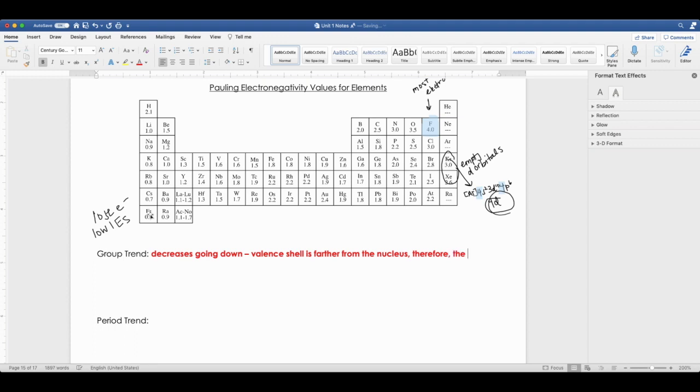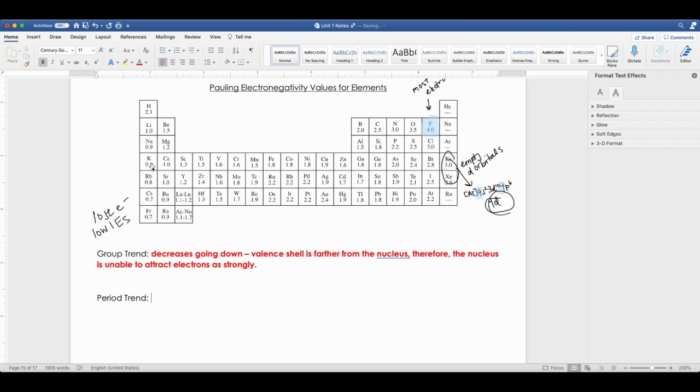Therefore, the nucleus is unable to attract electrons as strongly. It all comes back to Coulomb's law. Let's take a look at this period trend as well.